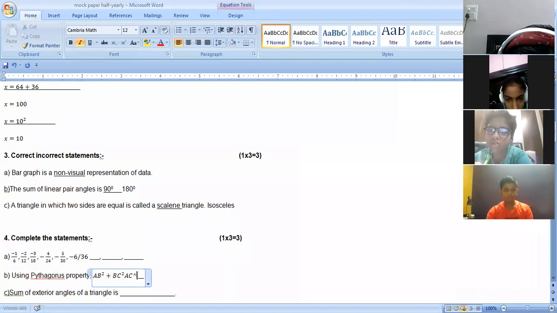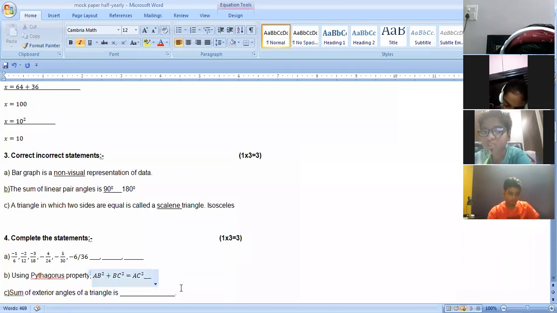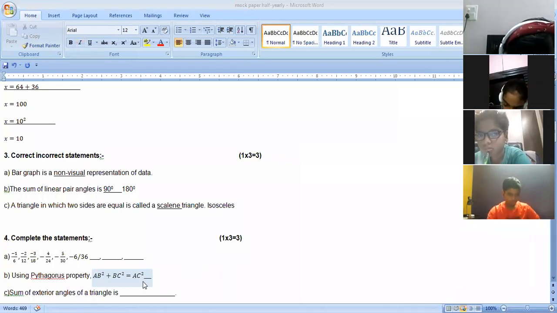AC square. Got it? AC square. H square will not be here. H square will be AC square here, Kavya.